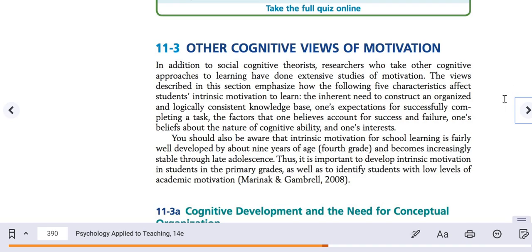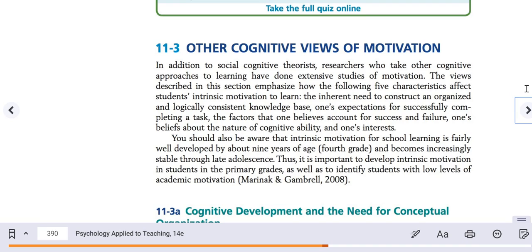Other cognitive views of motivation. In addition to social cognitive theorists, researchers who take other cognitive approaches to learning have done extensive studies of motivation. The views described in this section emphasize how the following 5 characteristics affect student intrinsic motivation to learn: the inherent need to construct an organized and logically consistent knowledge base, one's expectations for successfully completing a task, the factors that one believes account for success and failure, one's beliefs about the nature of cognitive ability, and one's interests.